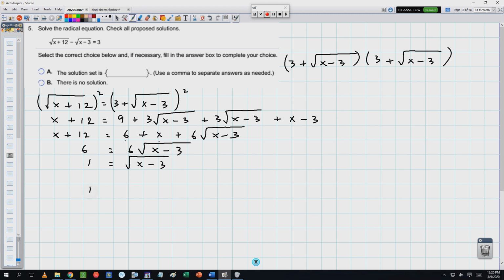I'll square the two sides. I'll get 1 is equal to, squaring the radical side, x minus 3. Add the 3 over, and we'll get x is equal to 4.